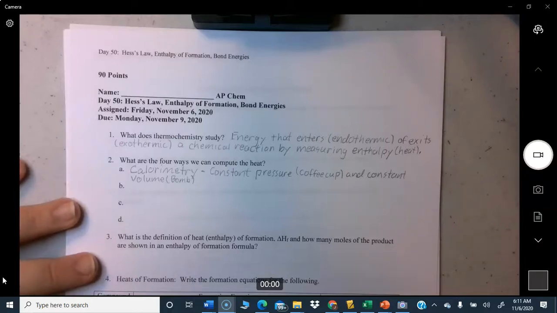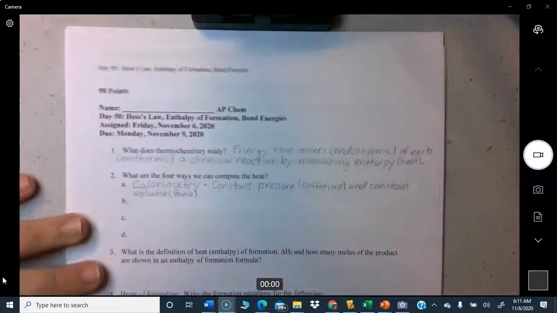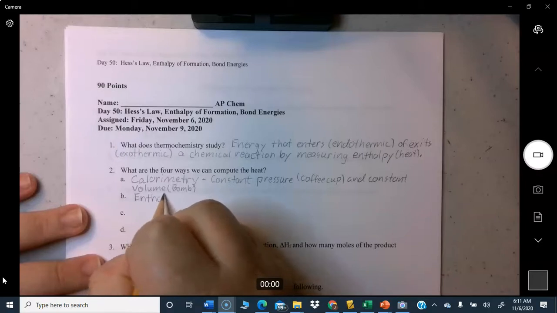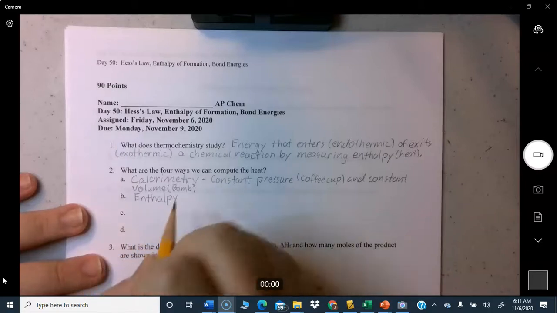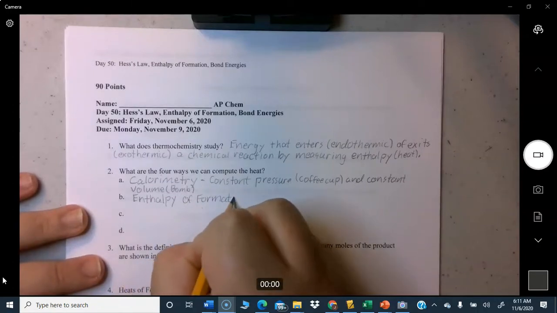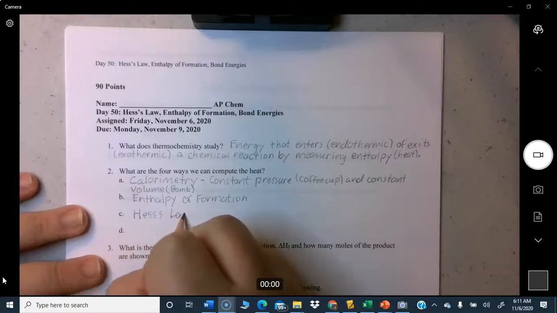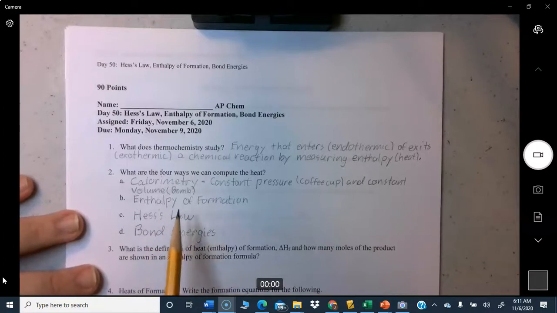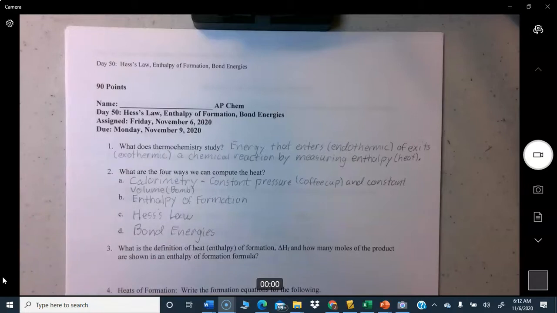Okay, the next one that we're going to study, I want to do them in the order, is enthalpy of formation. So we haven't talked about that one yet. Now these are all in your notes, in the notes for this unit, and those notes are included in this lesson from last week for thermochemistry. So these last three are the ones we're going to study today: enthalpy of formation, Hess's law, and bond energy. So those are the four methods for computing energy. You should be adept at doing any of those four. Okay, we will not do calorimetry today.